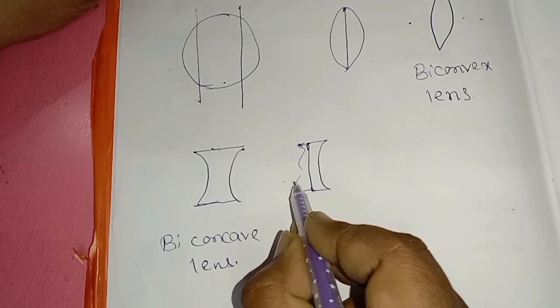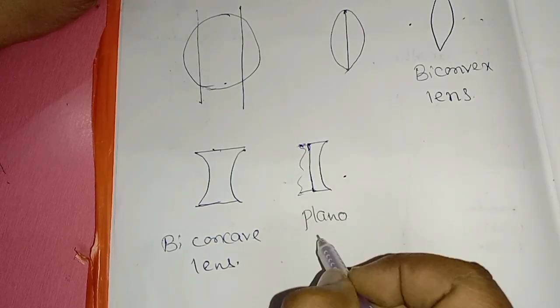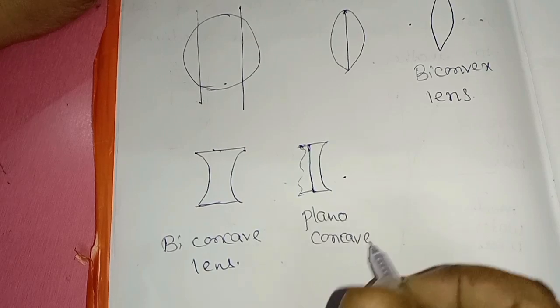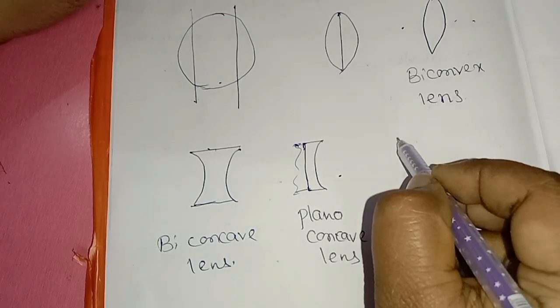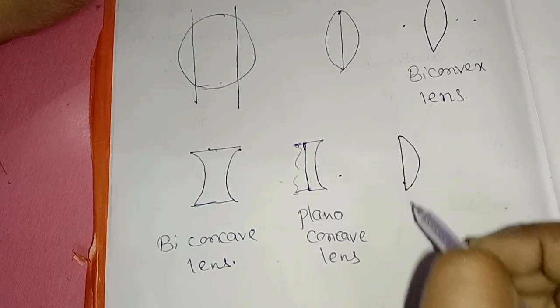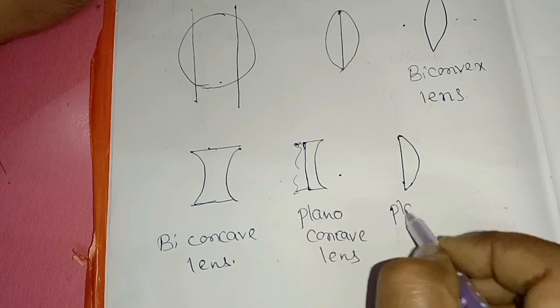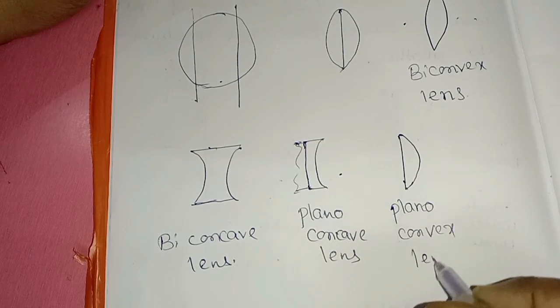Right, it is from left to right. You have plano concave lens on the left side. Suppose you have a plane surface with the concave on the other side, right? What type of lens is it? Plano convex lens. Convex lens.